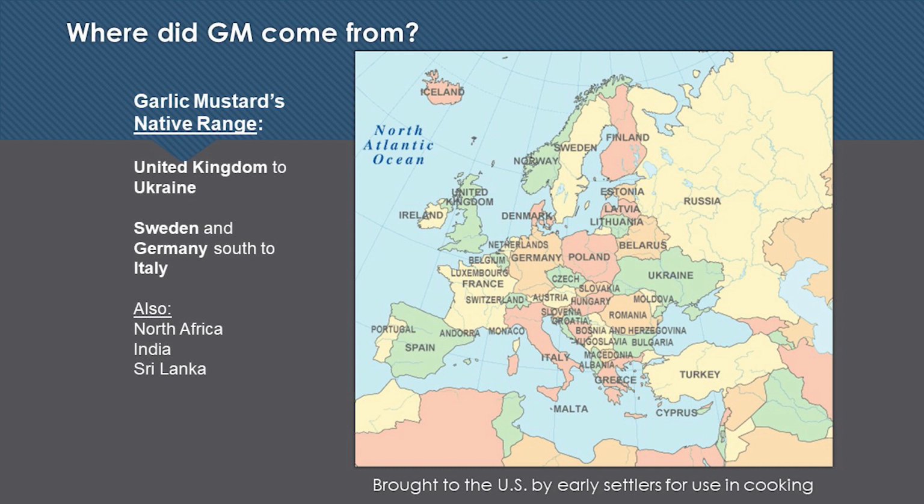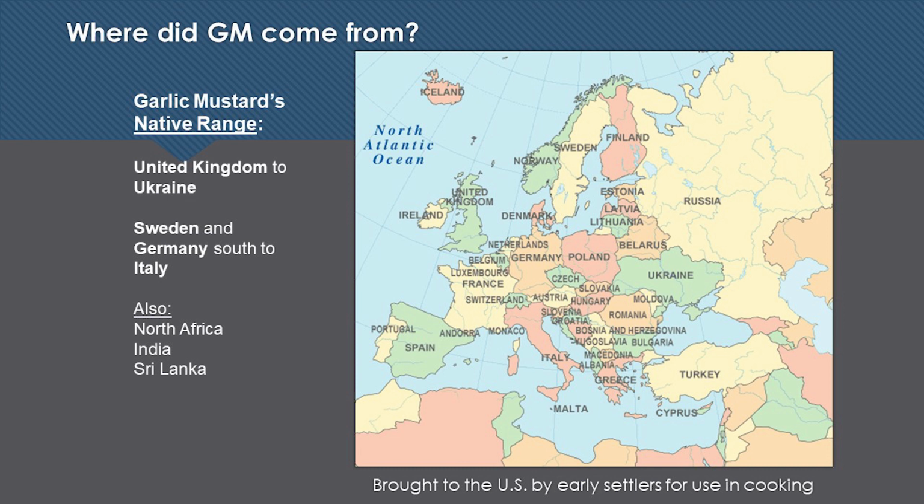So where did garlic mustard come from? This is a very old map. This is back in the days when I was taking pictures for my carousel slideshow. Anyway, the native range is through much of Europe, from United Kingdom to Ukraine.